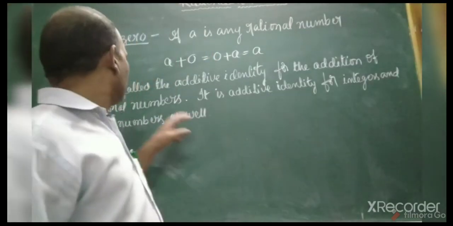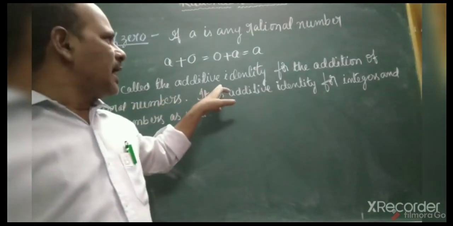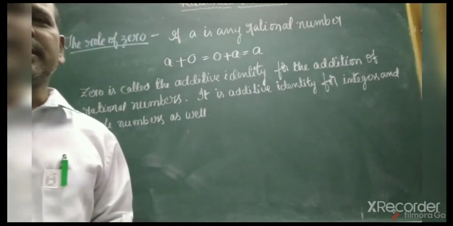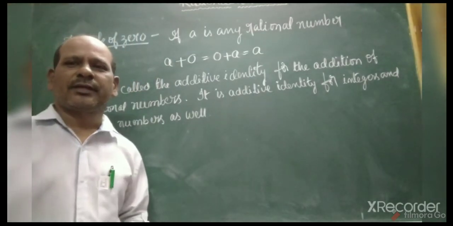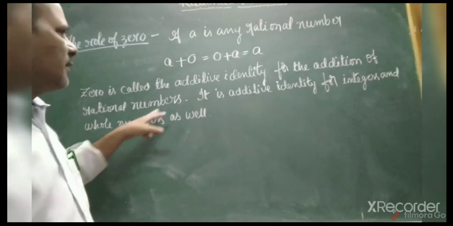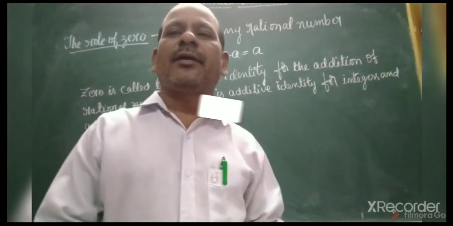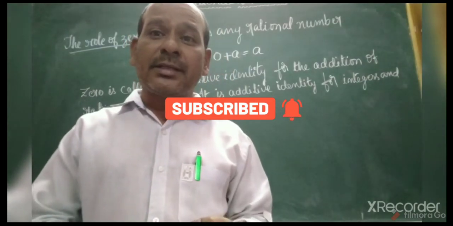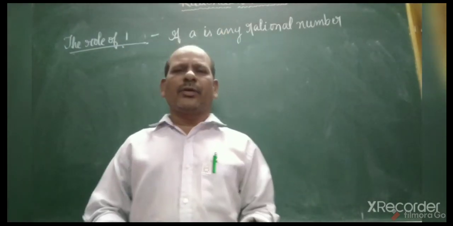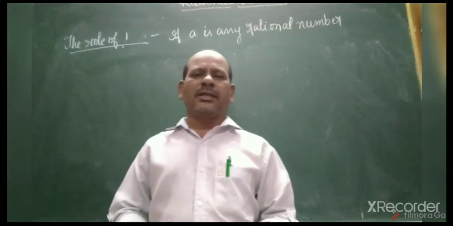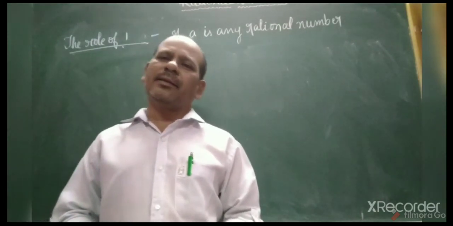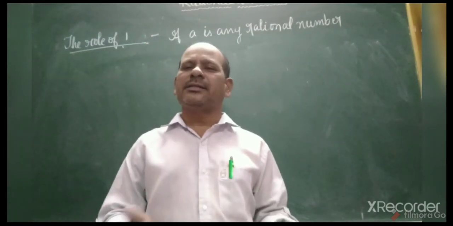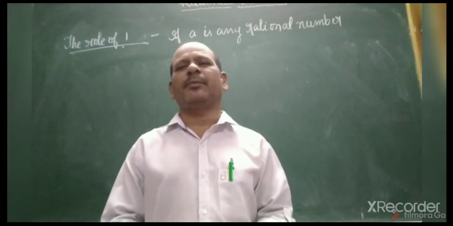As I told you, 0 is called the additive identity for the addition of rational numbers. It is the additive identity not only for rational numbers, but also for natural numbers and whole numbers. The role of 1 in rational numbers. If you multiply any rational number by 1, the result is the same rational number.